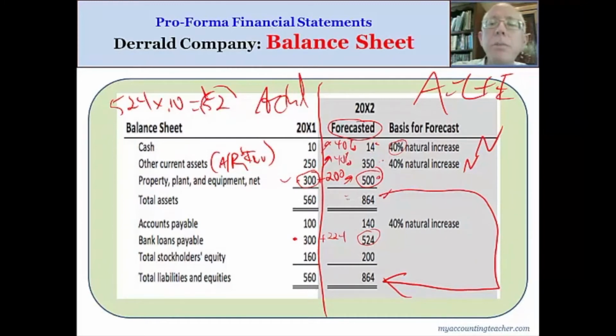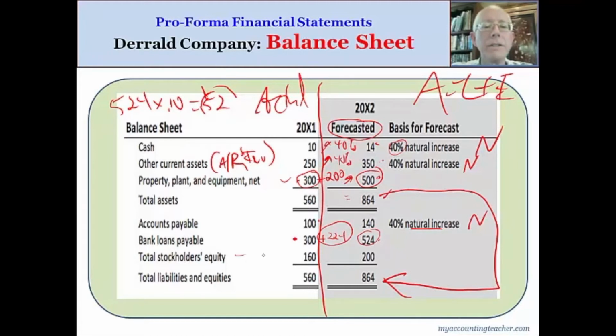How about accounts payable? Well, accounts payable are one of those things that just go up naturally. If I have 40% more business, I'm going to have 40% more purchases of inventory, so I'm going to have 40% more accounts payable. So this is going to go up naturally from 100 up to 140. I already decided that loans payable were going to be 524, because the loans were going to go up by 224.